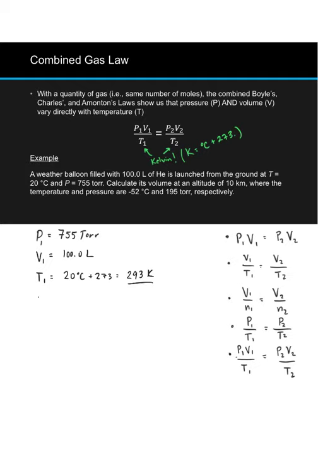At a new set of conditions, the new pressure, P2, is 195 torr. The new volume is something I'd like to know. And the new temperature, T2, is negative 52 degrees Celsius. Once more, I'll convert it to Kelvin by adding 273, so that I come up with 221.